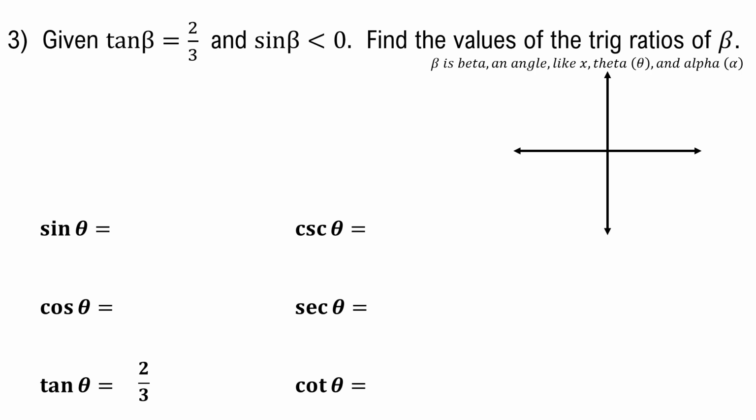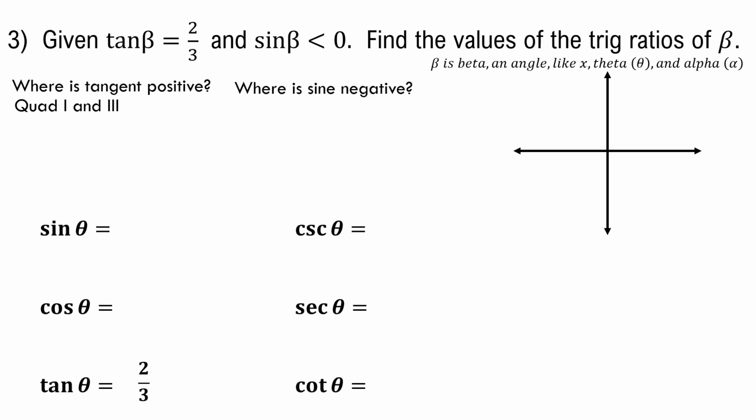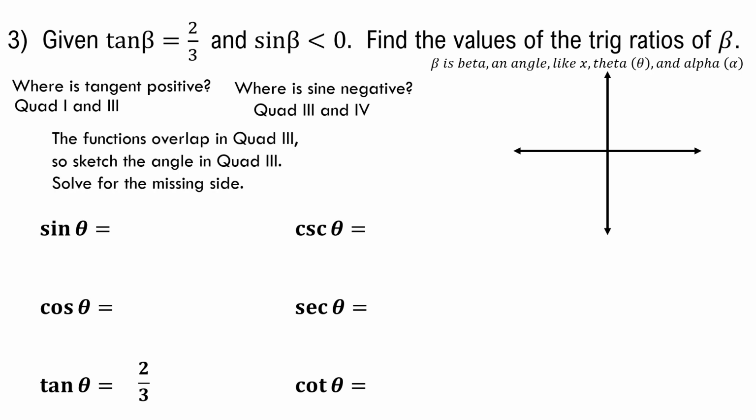How are we going to sketch this one? Where does it go? So tangent, where is it positive? Okay, in quadrant 1, y over x is positive, and again in quadrant 3, where -y over -x is positive. Okay, sine of beta is less than 0. That means, where is sine negative? So sine is my y values. Sine is negative in quadrants 3 and 4. Now the overlap of tangent of beta and sine of beta, for this example, occurs in quadrant 3.